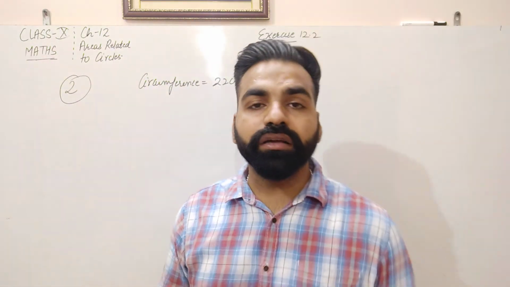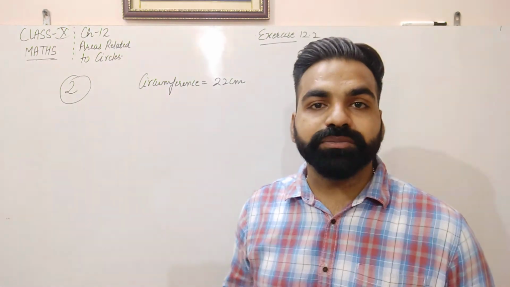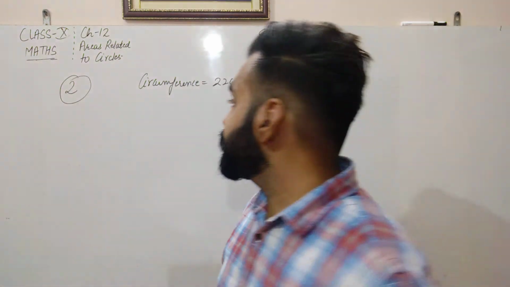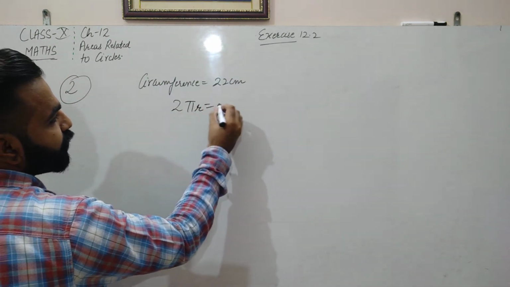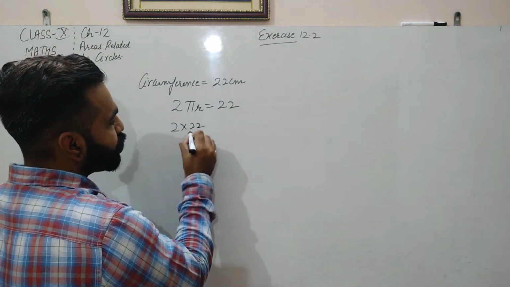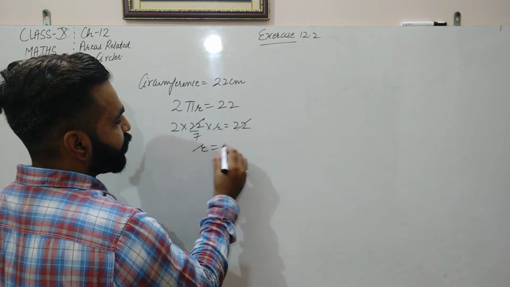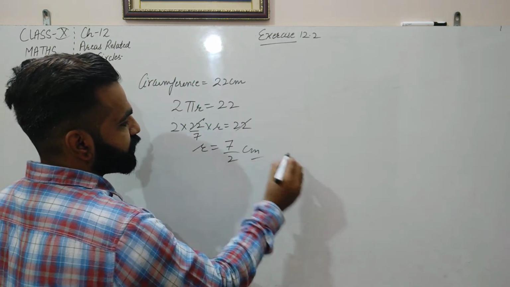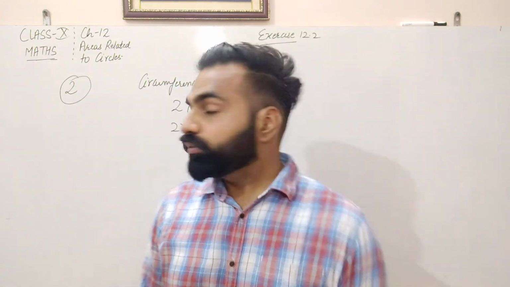What is the quadrant? If we divide the circle in 4 equal parts, then each part is called the quadrant of the circle. So 2 pi r will be equal to 22. This is the circumference. So 2 into 22/7 into r is equal to 22. This will cancel out. R will be equal to 7/2 centimeter. This is the radius of the circle. Now we will find the area of the quadrant.